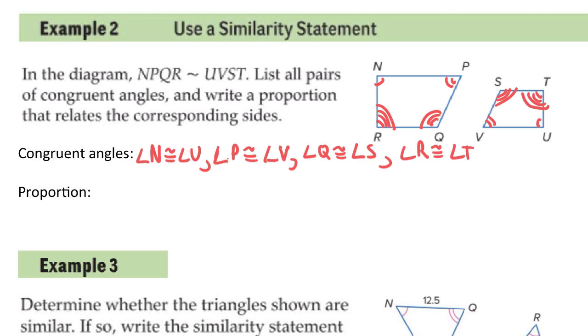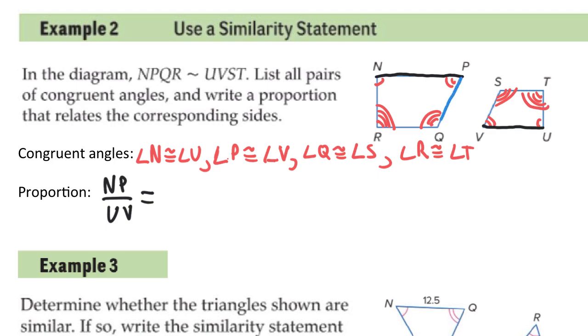How about the proportions? You're also going to follow the angles here. All right, NP runs from the single to the double. So what runs from the single to the double here? Looks like U to V. So NP is to UV.